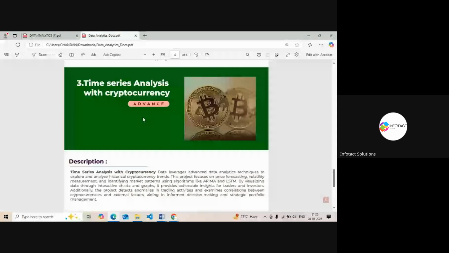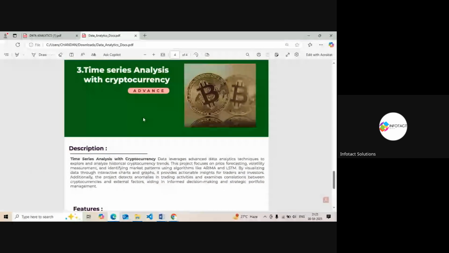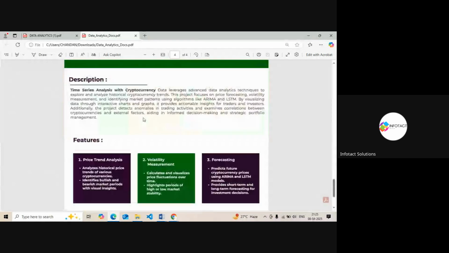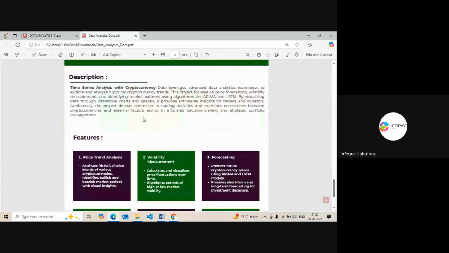Financial dashboard, we have already done that. And for time series analysis, you are using data collection. Here we are gathering real time and historical cryptocurrency data. In pre-processing and exploration, we are cleaning the data, handling missing values, and visualizing the trends. Then in forecasting models, we are using statistical models like ARIMA, deep learning models like LSTM, and artificial intelligence driven models for price prediction, etc.